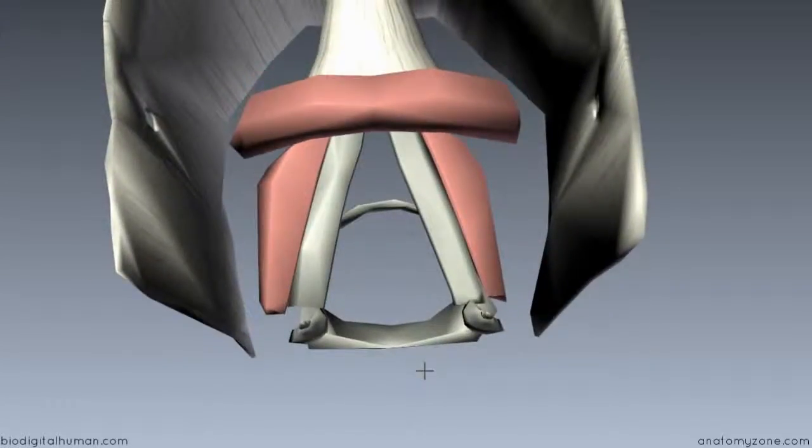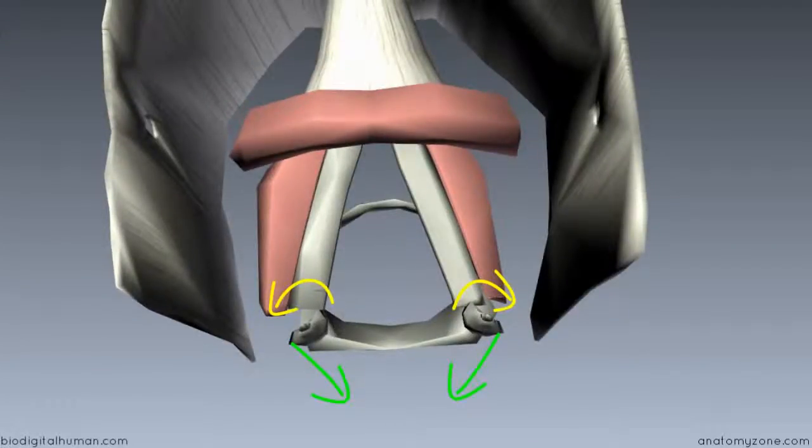So what this does when it contracts is, if you imagine this muscular process being pulled around this way, it's going to swivel the arytenoid cartilages around on their axis. So it will laterally rotate the arytenoid cartilages. Remember that the distance between the two vocal folds is called the rima glottidis. So if you swivel the arytenoid cartilages around on their axis, laterally rotating them, this is going to produce an opening of the rima glottidis. So the posterior cricoarytenoid muscle opens the rima glottidis, and it's the only muscle that does this.